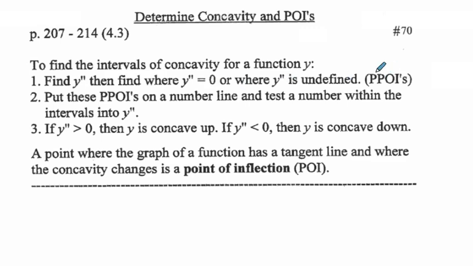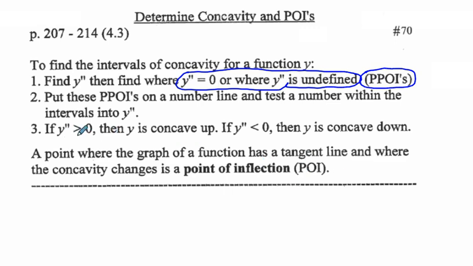What you're going to do first is find PPOIs, which are potential points of inflection, and that will be where y double prime is equal to 0 or where y double prime is undefined. And then if we see where the value signs change from negative to positive or positive to negative, that will determine a point of inflection.